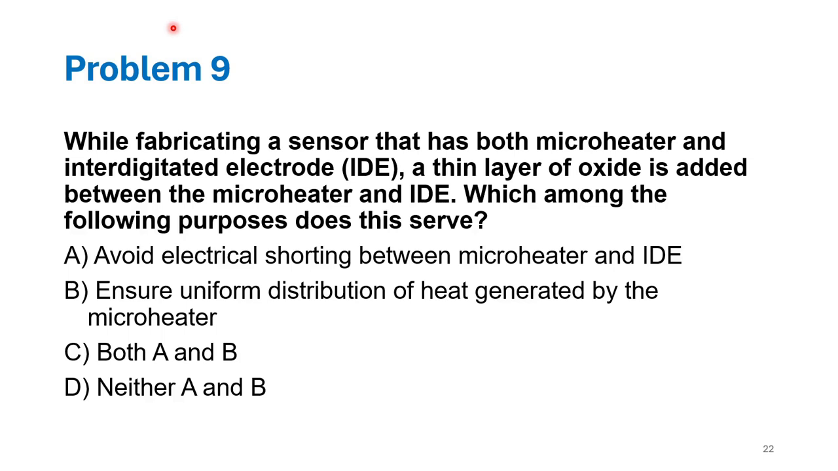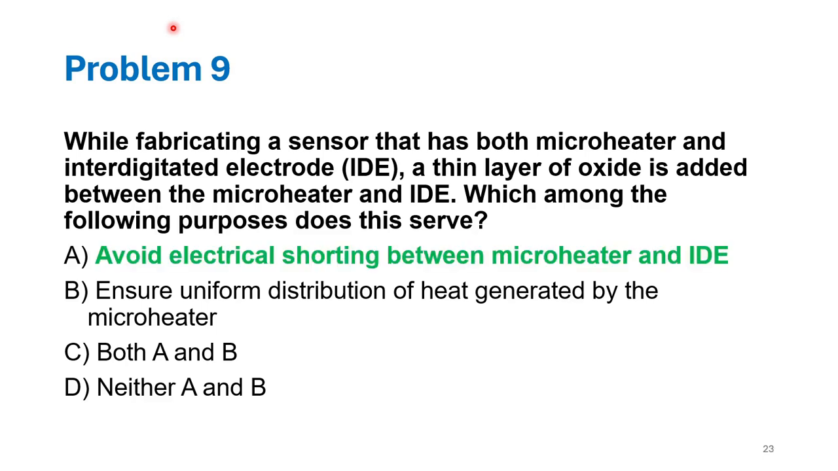Oxide. So oxide, let's say it's silicon dioxide. Silicon dioxide is an insulator, right? It is both an electrical insulator as well as a thermal insulator. So it avoids electrical shorting, but it does not ensure any uniform distribution of heat. Okay, so the correct answer is A. Avoid electrical shorting between microheater and IDE.